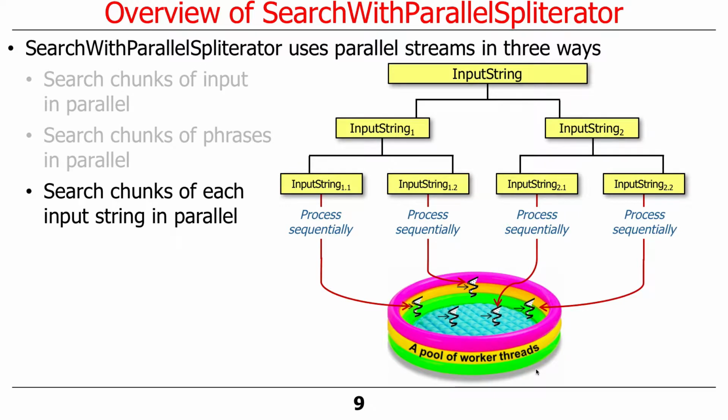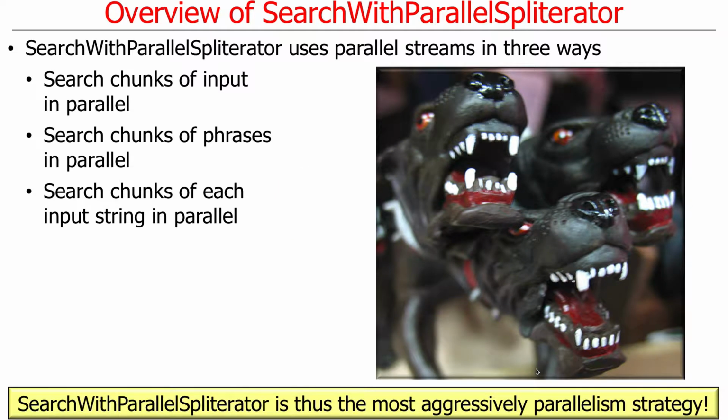But now we're going to go one step further, and we're going to search for chunks of each input string in parallel. If we have a big string with all the words, all the scenes and acts and so on in Hamlet, we're going to break up that string into chunks and search the chunks of the strings in parallel as well. And that's different, that's new. This approach is the most aggressive parallelism strategy we've looked at so far. It's going to be parallel in pretty much every way you can imagine: parallel in the input strings, parallel in the input phrases, and parallel in the chunks of each input string. So we're going to really maximize parallelism.